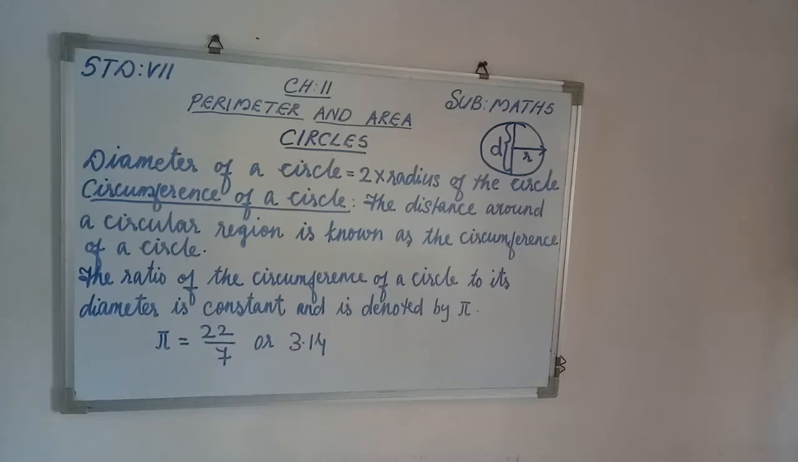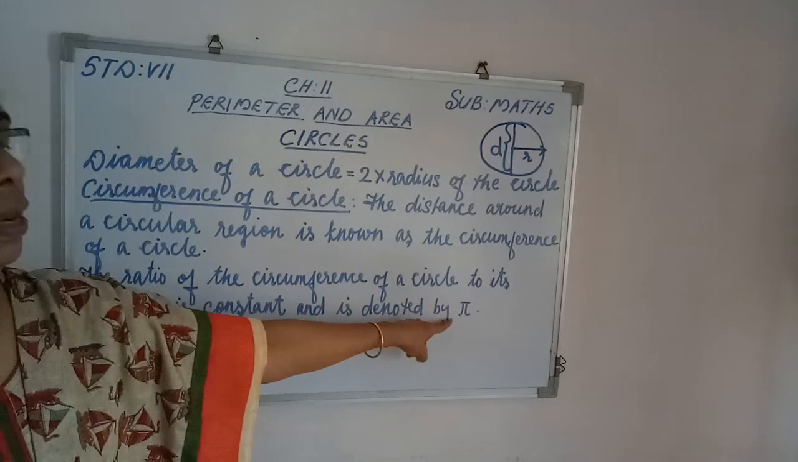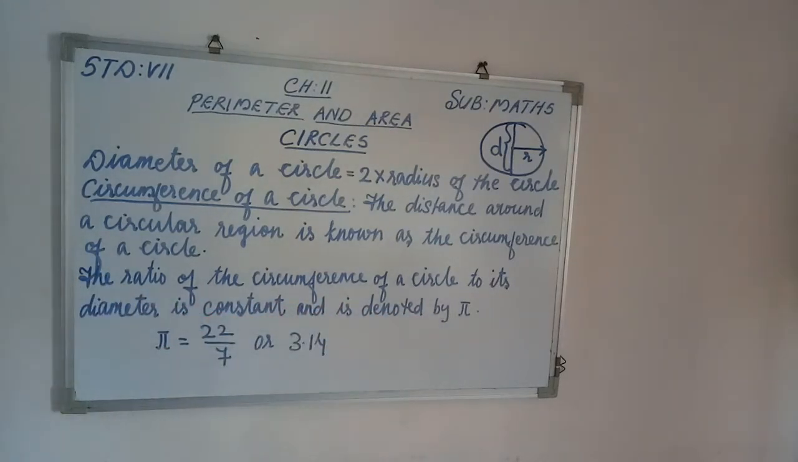And you know, the ratio of the circumference of a circle to its diameter is a constant. That constant is denoted by the letter pi. This is the symbol of pi. So what is pi? The ratio of circumference of a circle to its diameter. That's a constant and is denoted by pi. The value of pi is calculated as 22 upon 7, or in decimal 3.14.